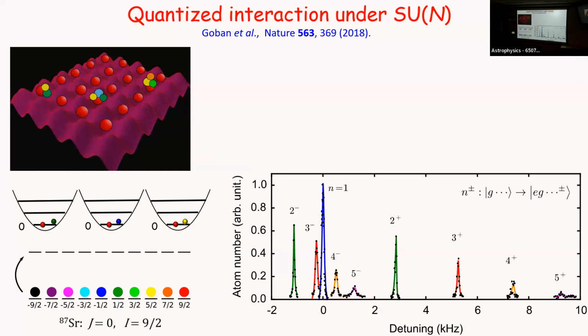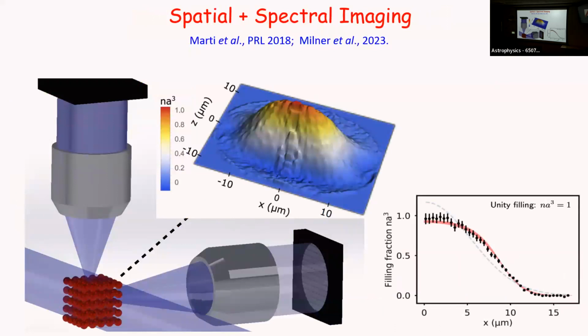Recently, using a single spin, we also created a so-called three-dimensional band insulator. This indicates that you have one atom per site in the middle. It looks like a flat plateau. That's because you cannot put more than one atom per lattice site here. And you can combine this technology of being able to do very high resolution spectroscopy and very high resolution spatial imaging.